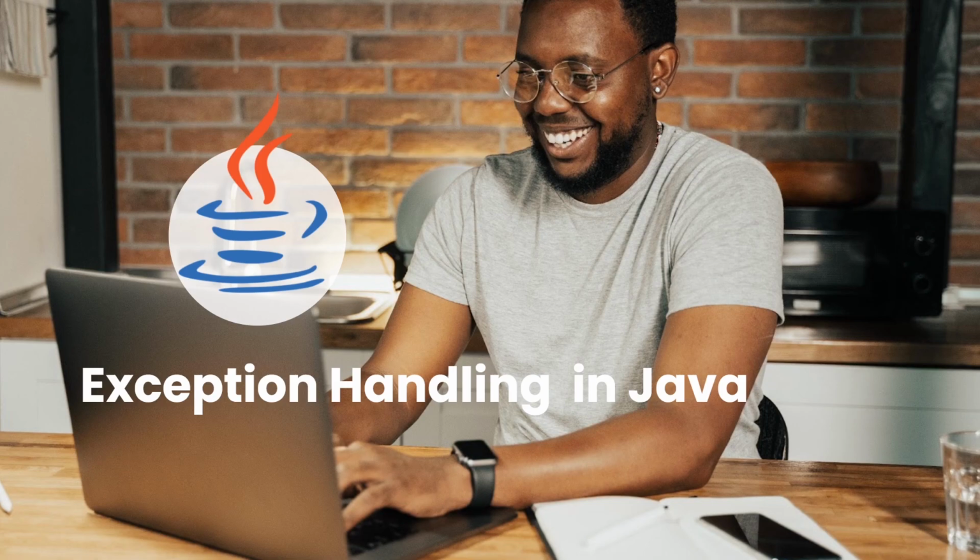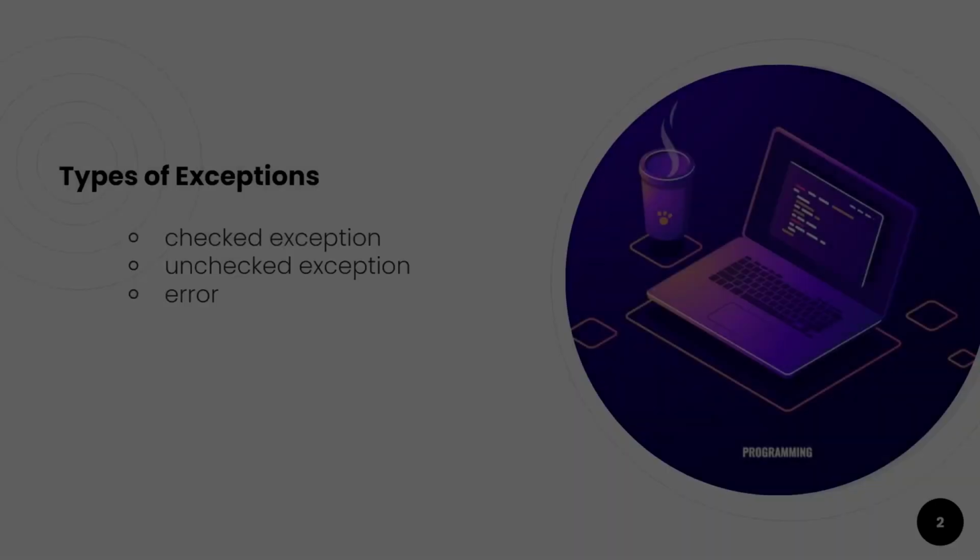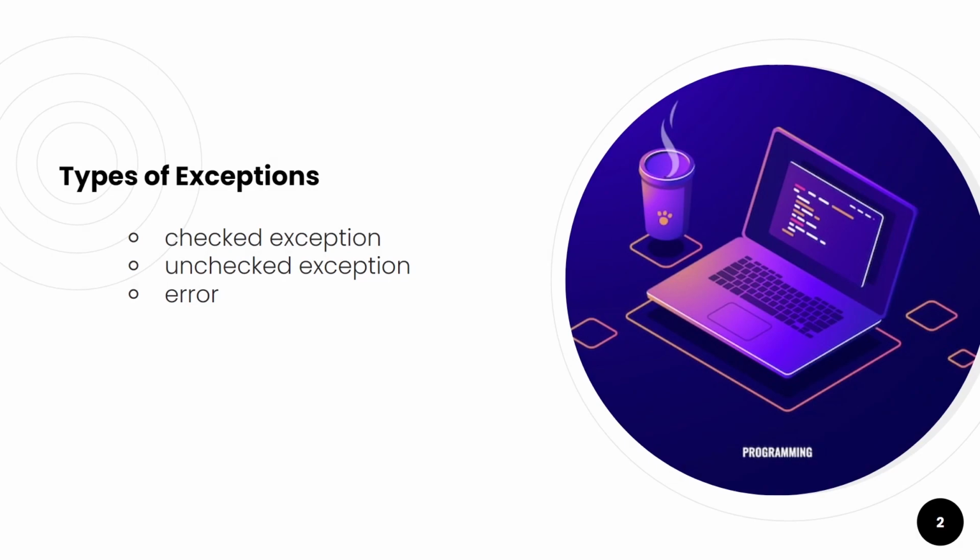What is exception handling? Exception handling is a mechanism to handle runtime errors such as class not found exception, arithmetic exception, IO exception, SQL exception, etc. So, let us understand the types of exception. There are mainly two types of exception, checked and unchecked. An error is treated as an unchecked exception. However, according to Oracle, there are three types of exceptions, namely checked exception, unchecked exception, and error.